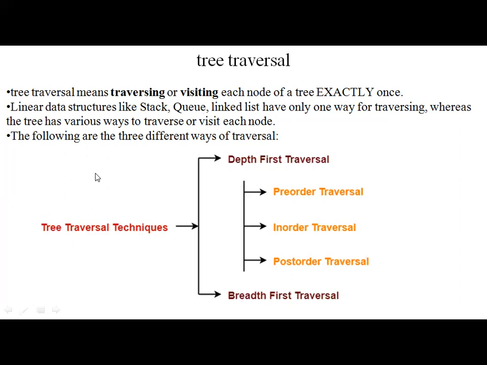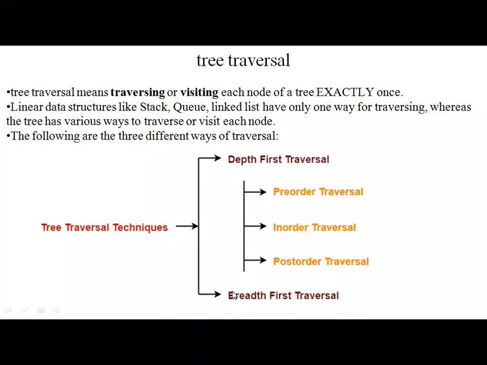Tree traversal techniques we can broadly classify into two types. One is depth first traversal and the other is breadth first traversal. In depth first traversal we have three types: pre-order, in order, post order. You may be surprised, because with tree traversal you heard only pre-order, in order, post order. That is because a tree is also a graph.